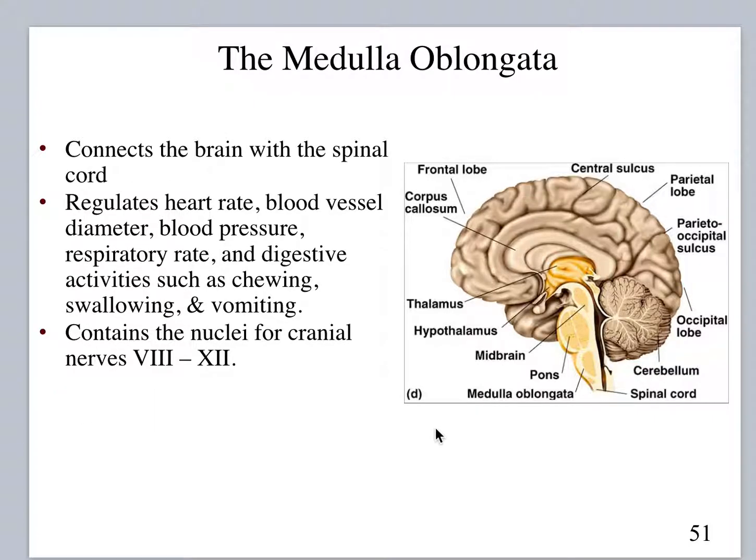The medulla oblongata connects the brain to the spinal cord. It's the lowest portion of the brain stem. It regulates features like heart rate, blood pressure, respiratory rate, digestive activities, and it coordinates involuntary activities like chewing, swallowing, or vomiting, so that you don't have to think about what muscles you have to contract to swallow or to chew. It just does it automatically.